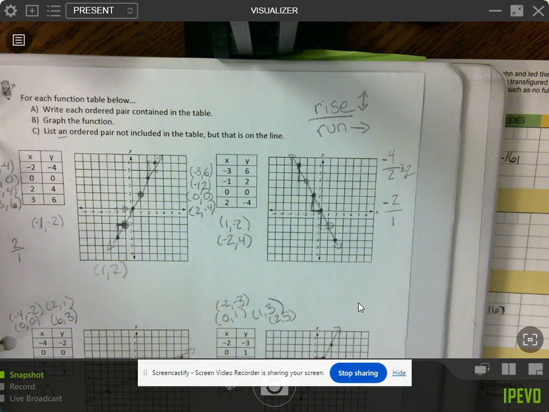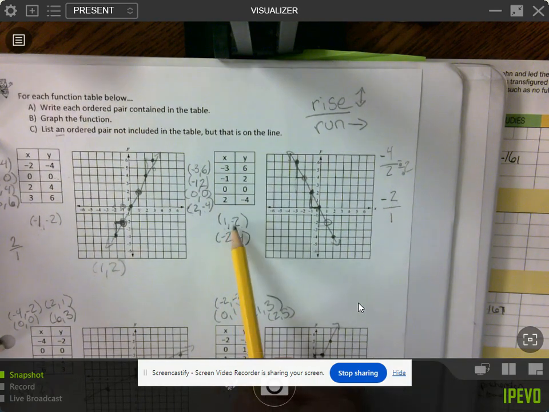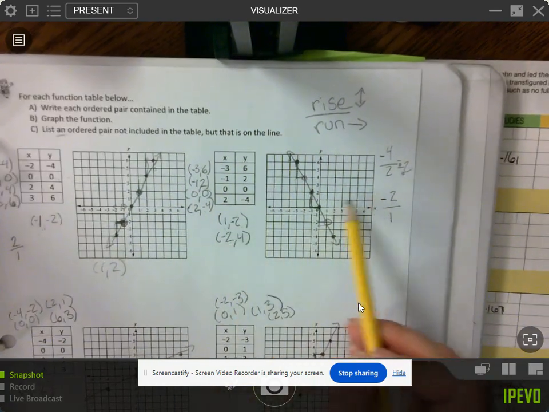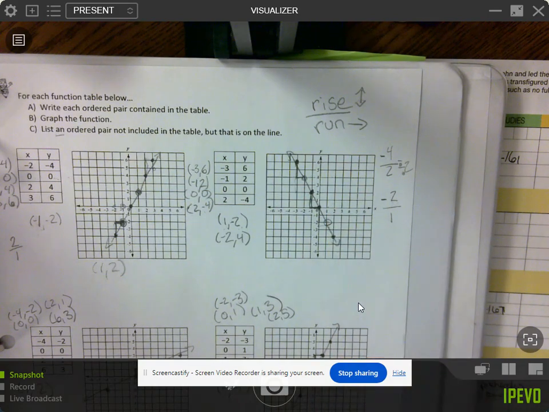Amanda? And then in order to be 1, 2. Yep. 1, negative 2. Because if I'm at 1, I go down to the negative 2. Yep. All right, next graph.